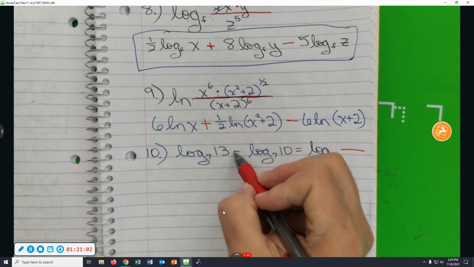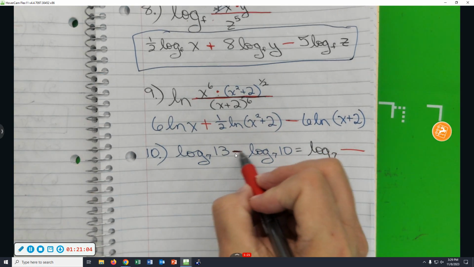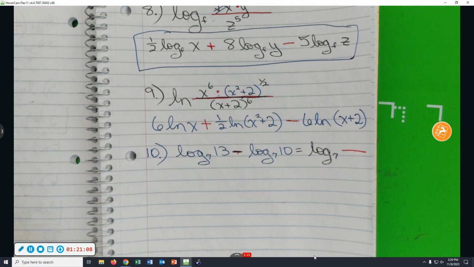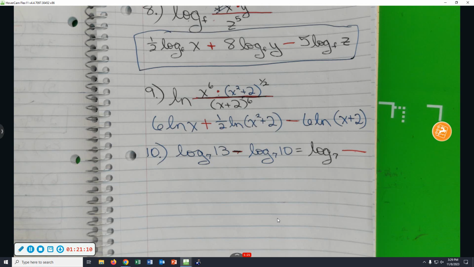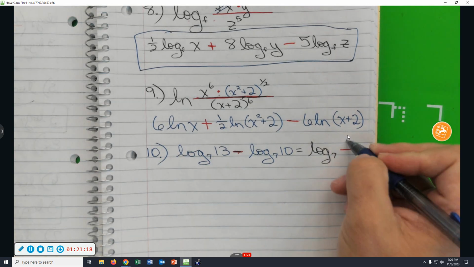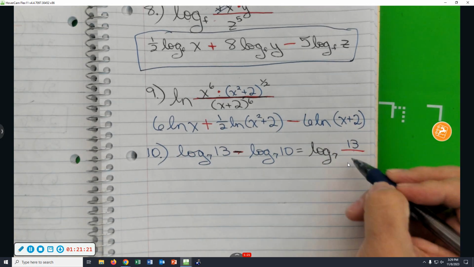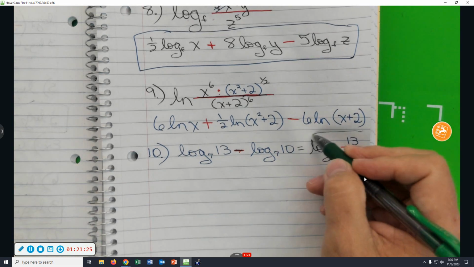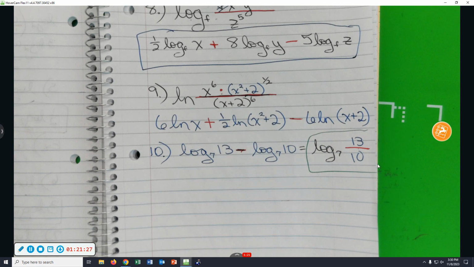You can indicate that. Because of this minus, here's the red fraction bar. Be careful. You're not going to subtract the 13 and 10. What goes on top? 13. What goes on the bottom? 10. There it is. Log base 7 of 13 tenths.